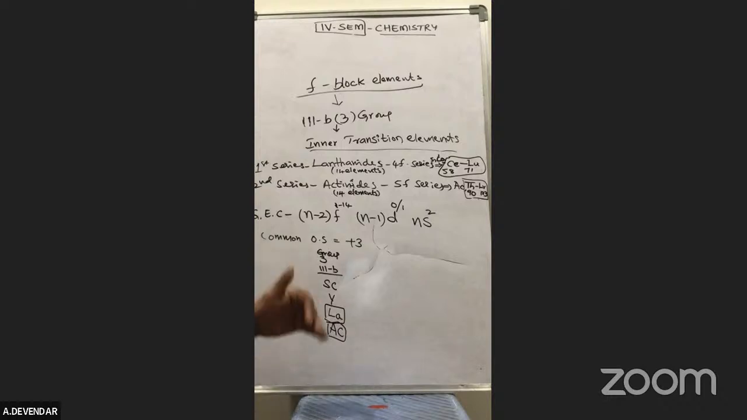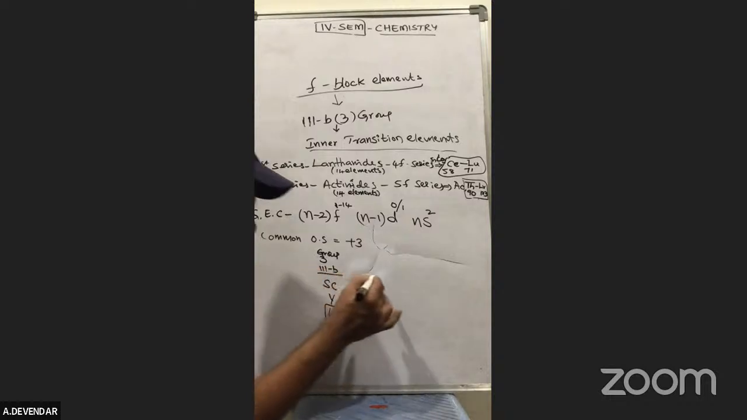Because the number of shells and orbits are increasing, electrons are entering new orbits only. Due to that reason, the atomic size increases from top to bottom. But here in the lanthanides, the electrons are entering into the 4f series.